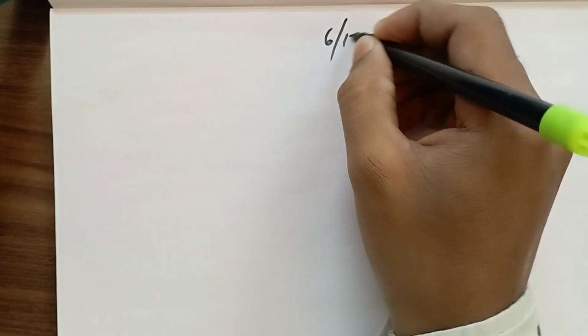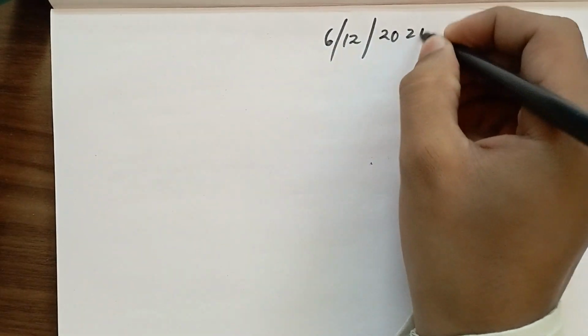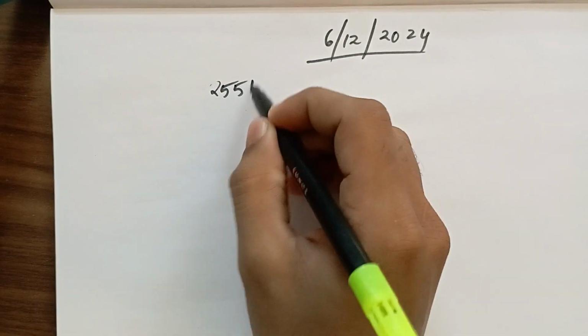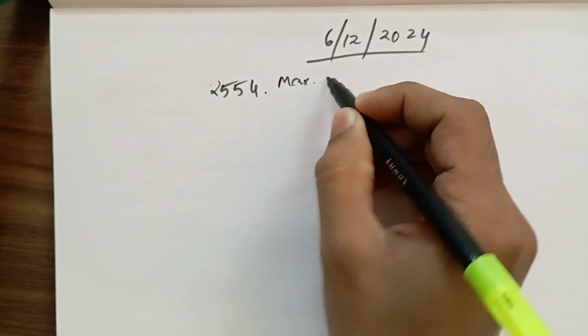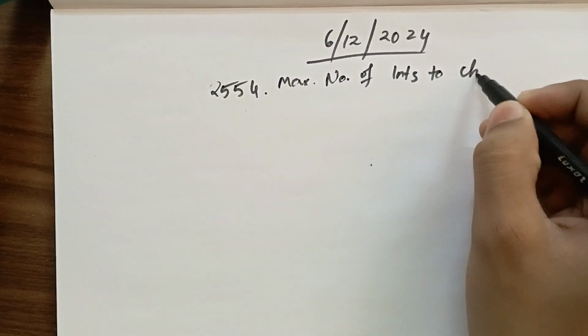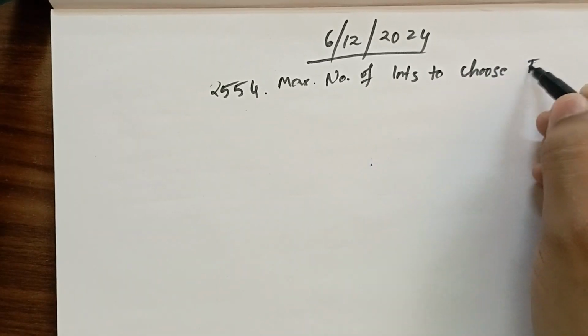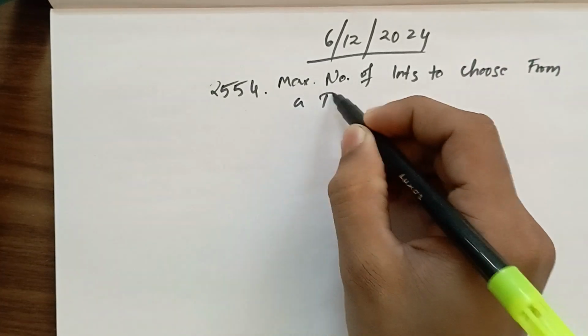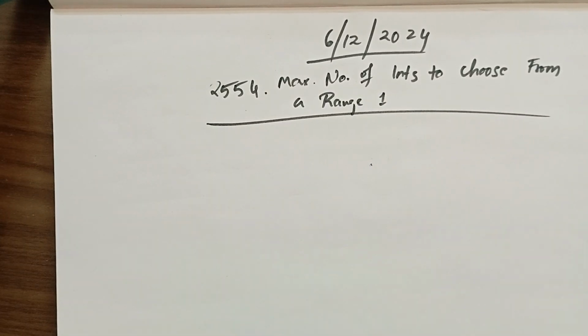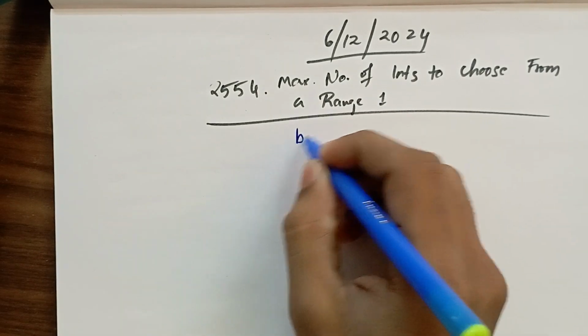Hello everyone. Let us now discuss today's LeetCode POTD problem. So the question number 2554, Maximum number of integers to choose from a range 1. So in the question we are given with an integer array band.